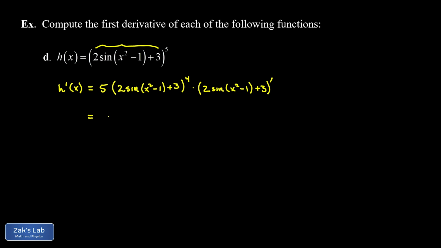Now because this was a triply nested function, that next derivative is going to require another application of the chain rule. So this part out in front is a spectator, 5 times 2 sine x squared minus 1 plus 3 to the 4th power. And now I need the derivative of 2 sine x squared minus 1 plus 3. Now when I take the derivative of that, the derivative of 3 is just 0, so I'm not concerned with that piece. And I get a 2 times the derivative of sine x squared minus 1.